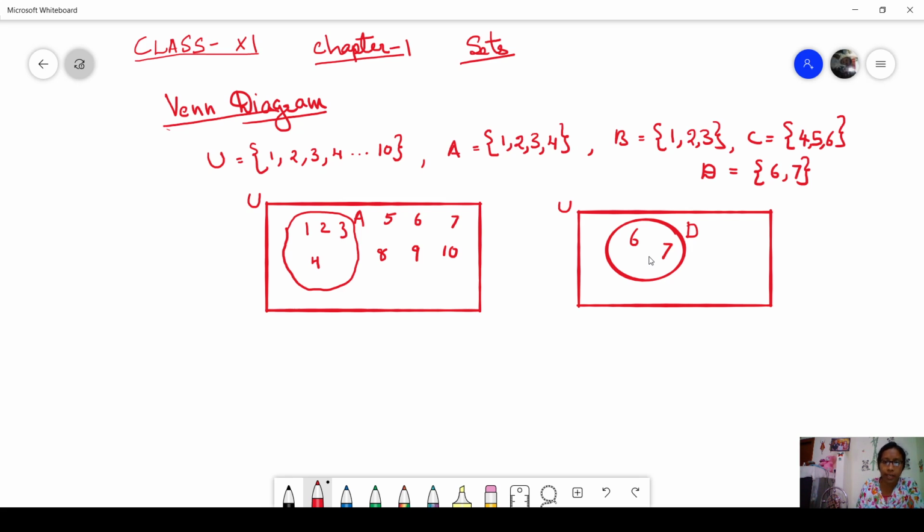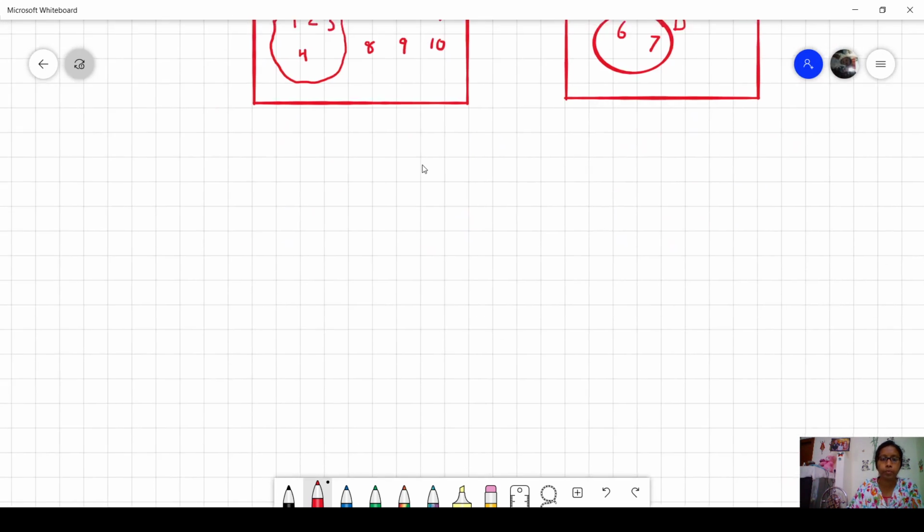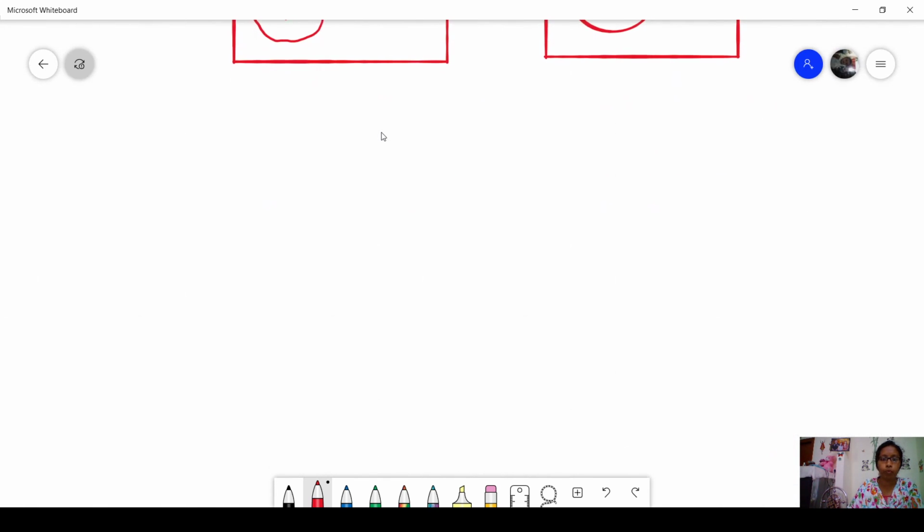So using this Venn diagram, we can show the operations of set, that is the four operations which we have studied. The four operations, first one, union of sets. So for union of set, if I want to draw A union B, so A union B.